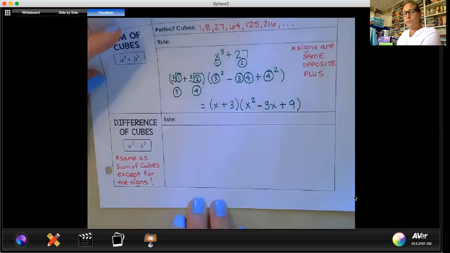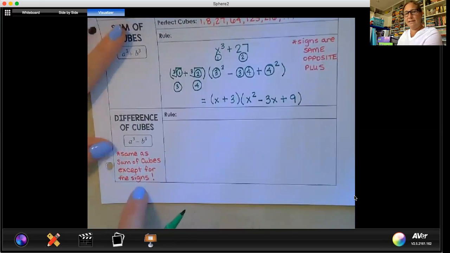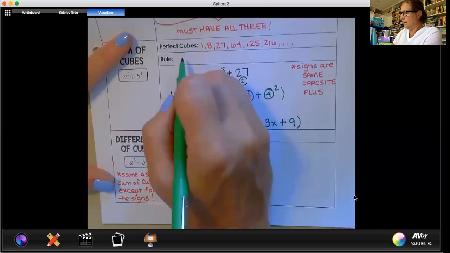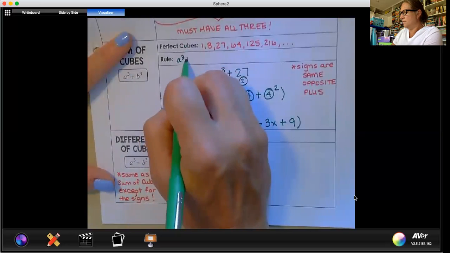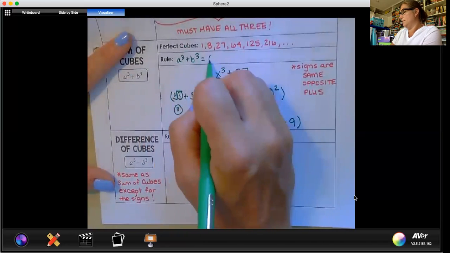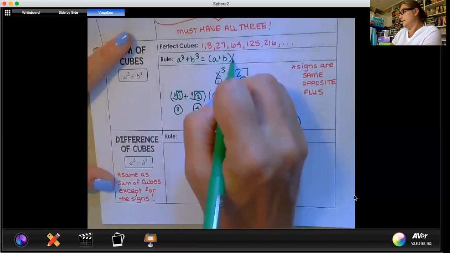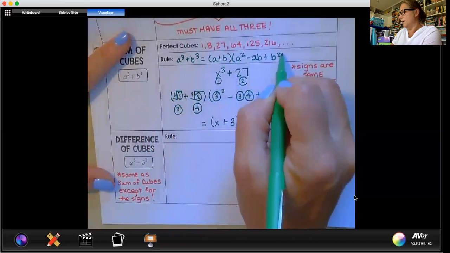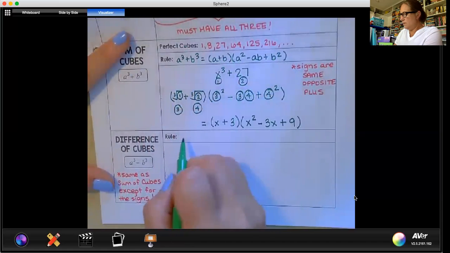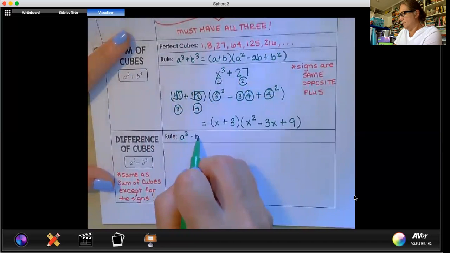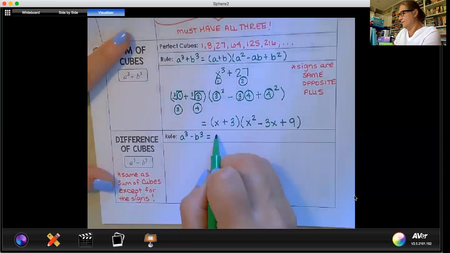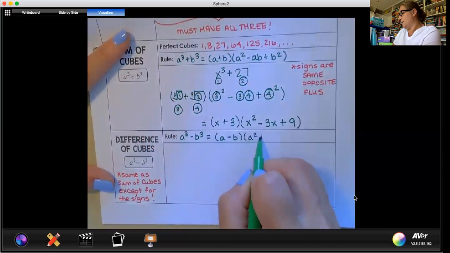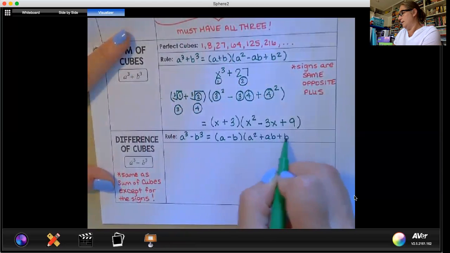Now, the cool thing about difference of cubes is it's exactly the same, except for the signs. So our rule here: a cubed plus b cubed equals a plus b times a squared minus ab plus b squared. The rule for difference of cubes, a cubed minus b cubed, is exactly the same except for the signs: a minus b, times a squared plus ab plus b squared.